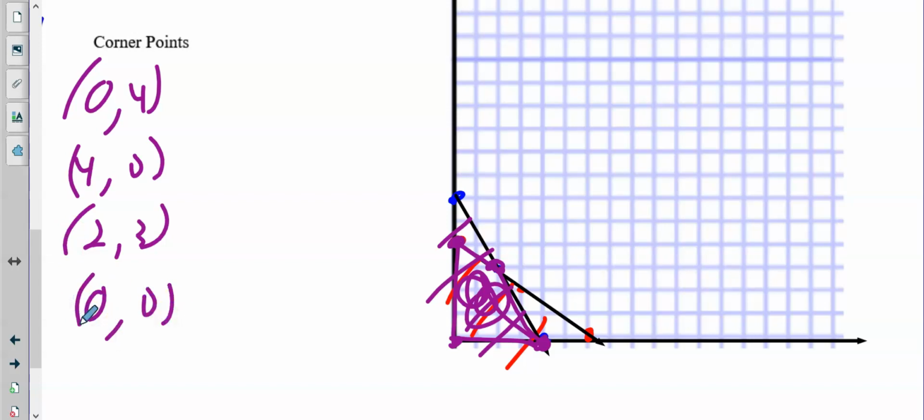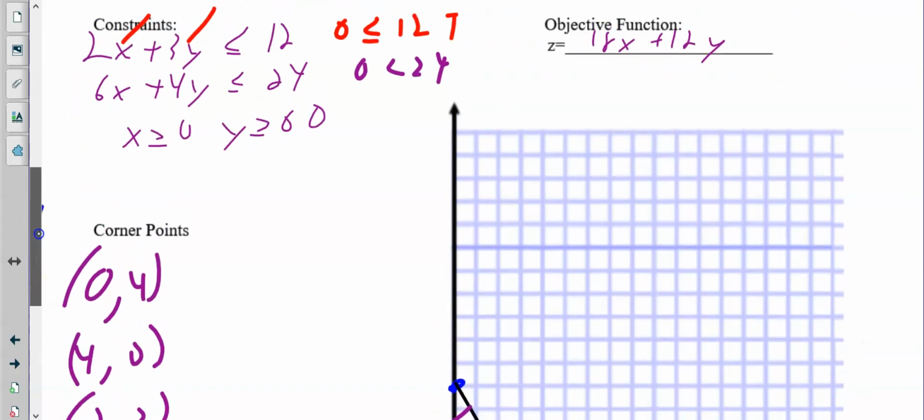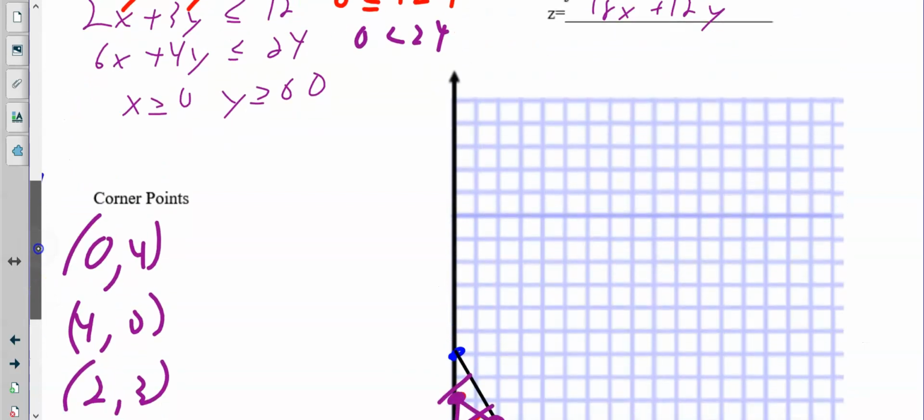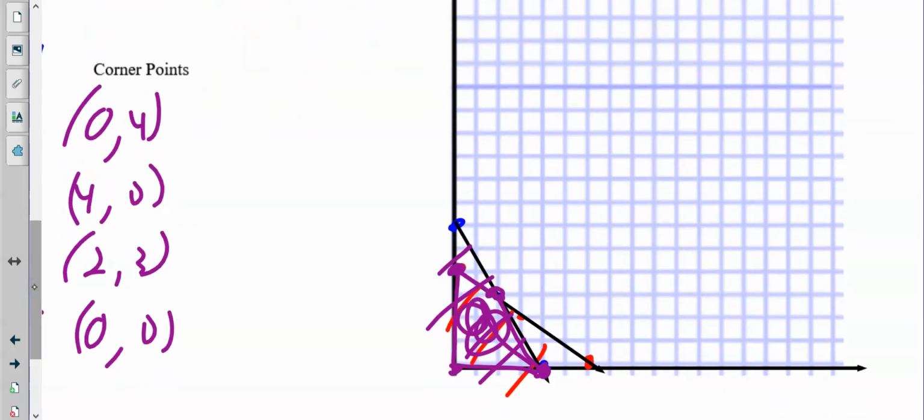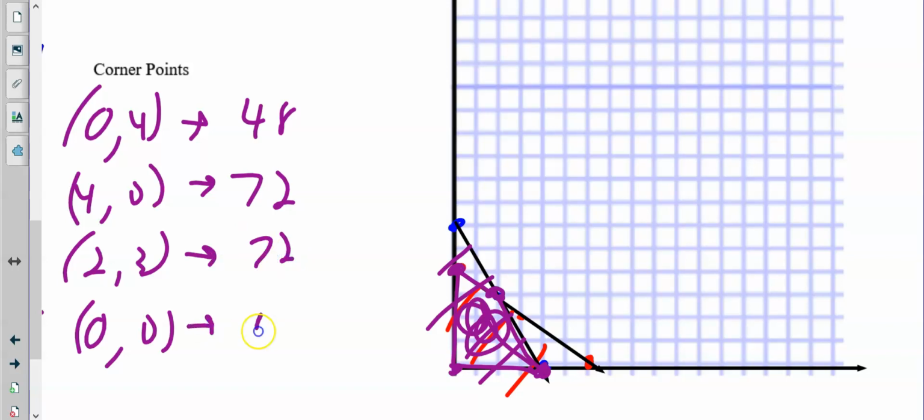Now we're trying to maximize cost using 18x and 12y. So 18 times 0 is 0. 12 times 4 is 48. 18 times 4 is 72. Plus 0 is 72. 2 times 18 plus 3 times 12 is actually 72 also. And this is 0. So we actually have a choice.